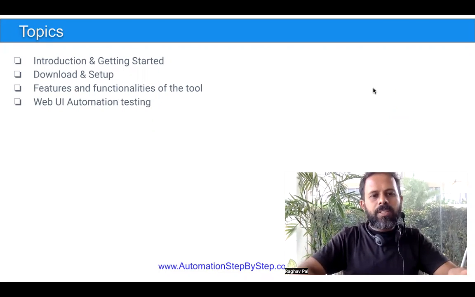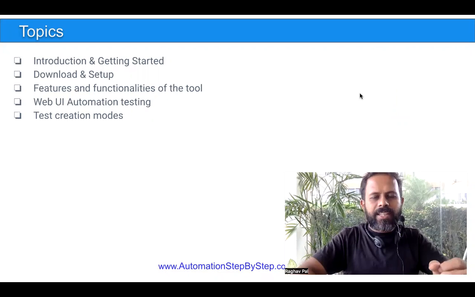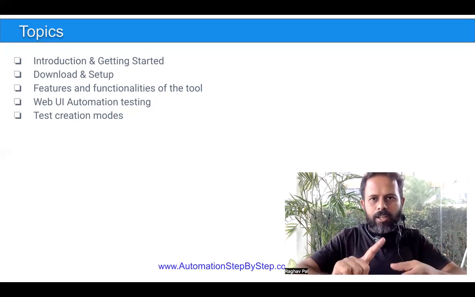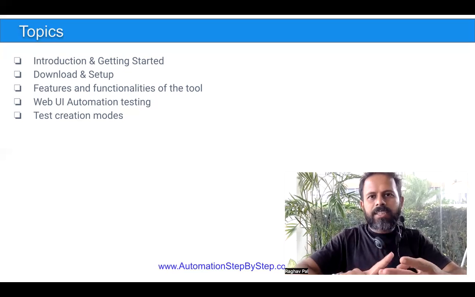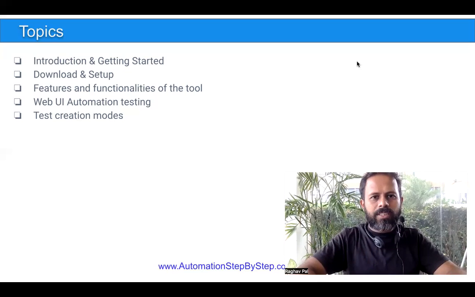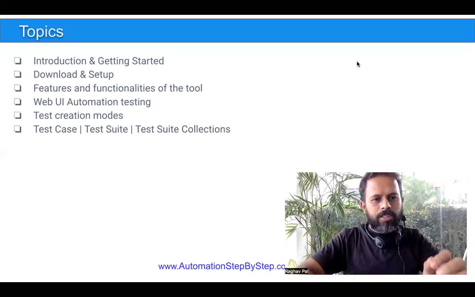And then we started with web UI automation testing. We learned how do we create a project and then how do we create tests in Katalon Studio. And then we looked at the three different modes of test creation, that is the recording mode, the manual mode, and the script mode. How do we create tests in all these three modes? We also learned about test cases, test suite collections. How do we create them and how do we use them?